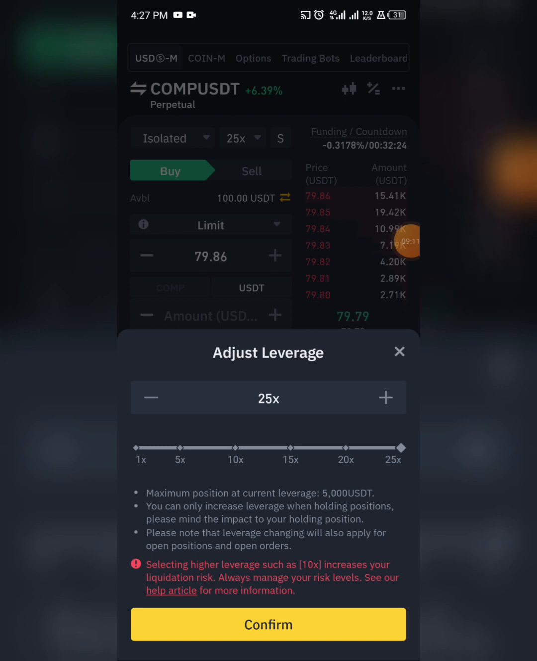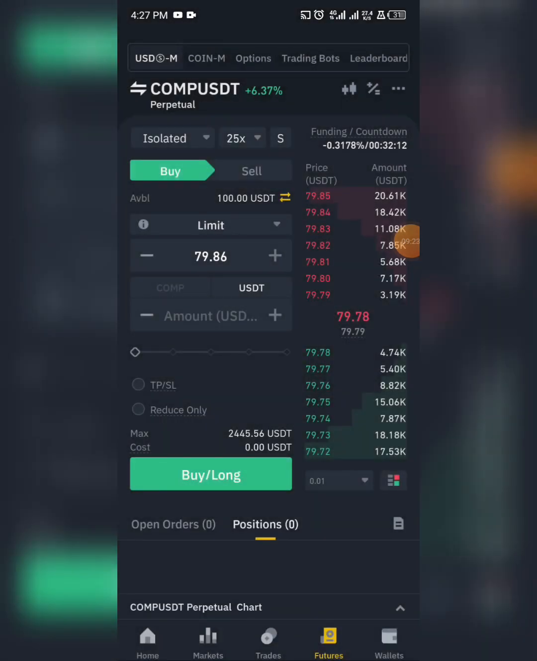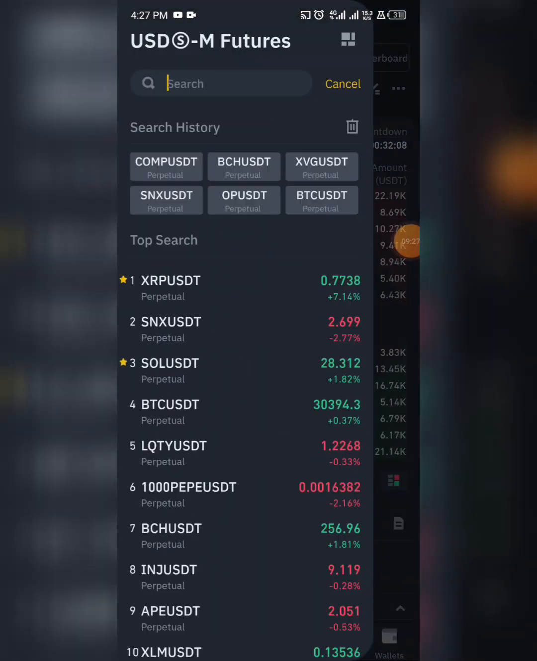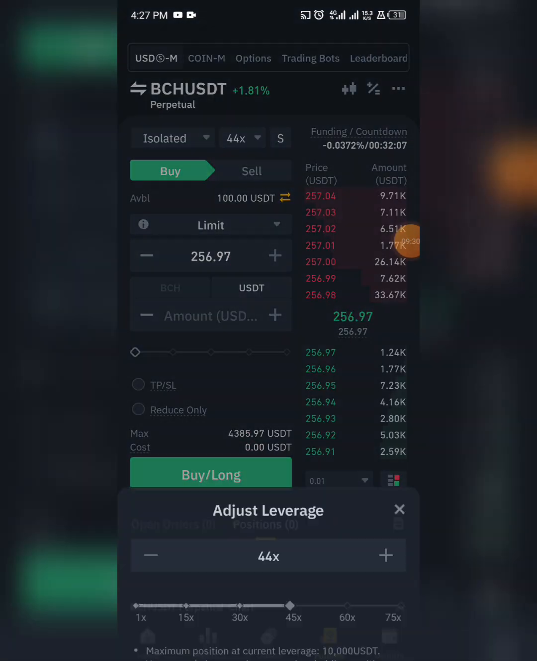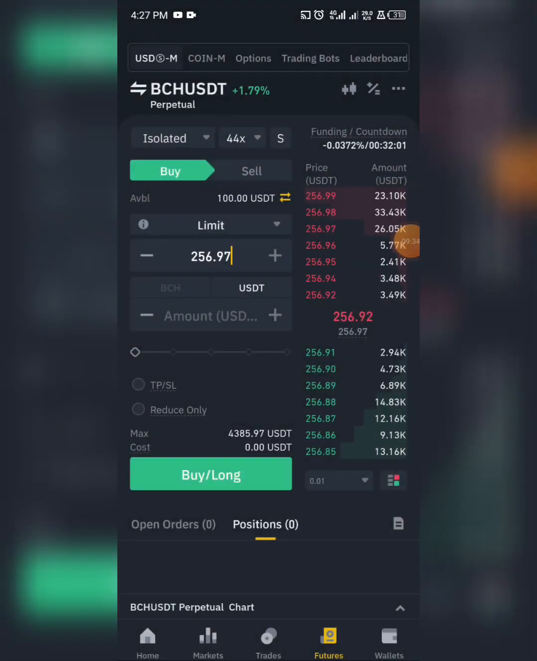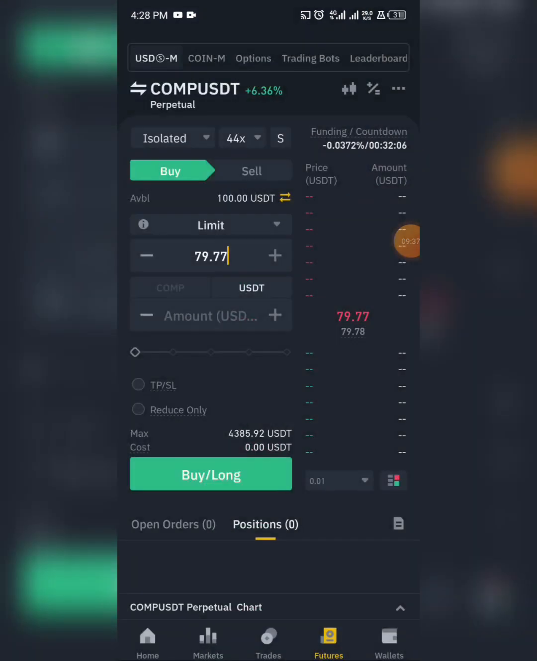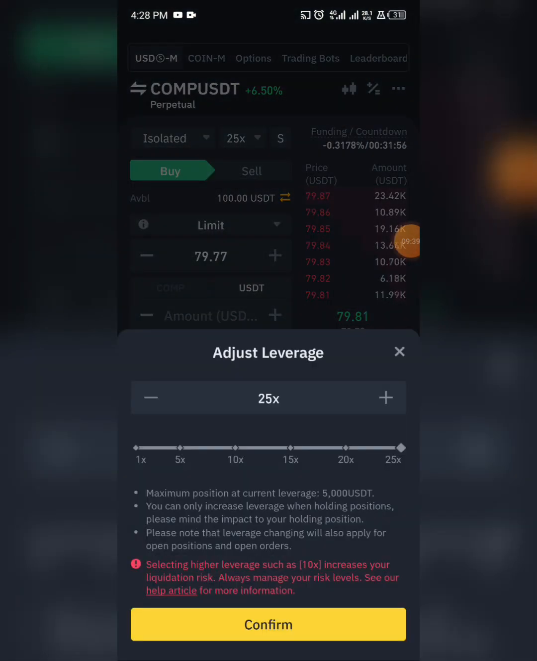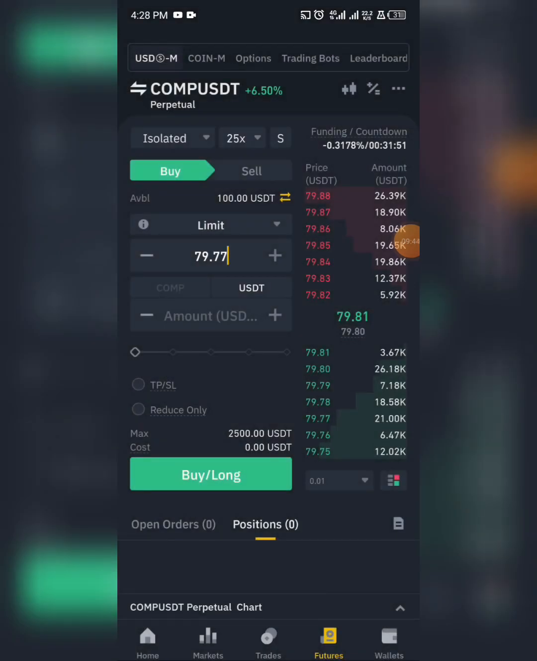Okay, for newbies, I recommend using 5x, 3x, 10x maximum for newbies. For those of us who are already professional traders, as God is helping us, we make use of the highest leverage, 25x. Each coin has its own leverage. If I check Bitcoin Cash, you can see it has up to 75x. This is because of the liquidity that is available in that particular coin. While on this particular coin, you can see that it has just up to 25x. All right, so that is what leverage simply means.